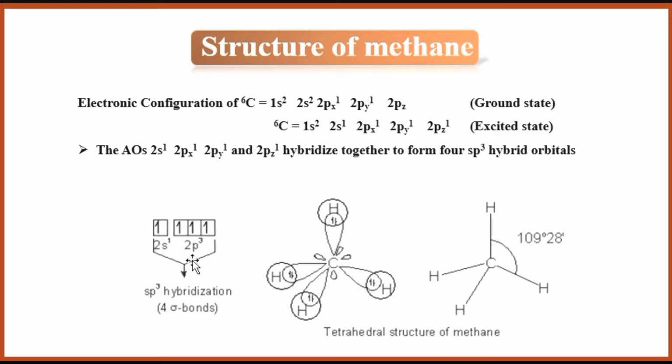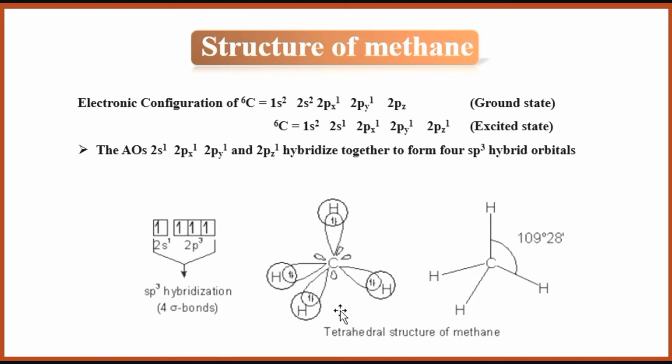Here these 2s and 2p orbitals are going to hybridize together to form sp3 hybrid orbitals, which will form 4 sigma bonds. And how will they be oriented in space here? This shows the tetrahedral geometry, where one is directed along one corner of the tetrahedron, and these are directed towards the other three corners of the tetrahedron.